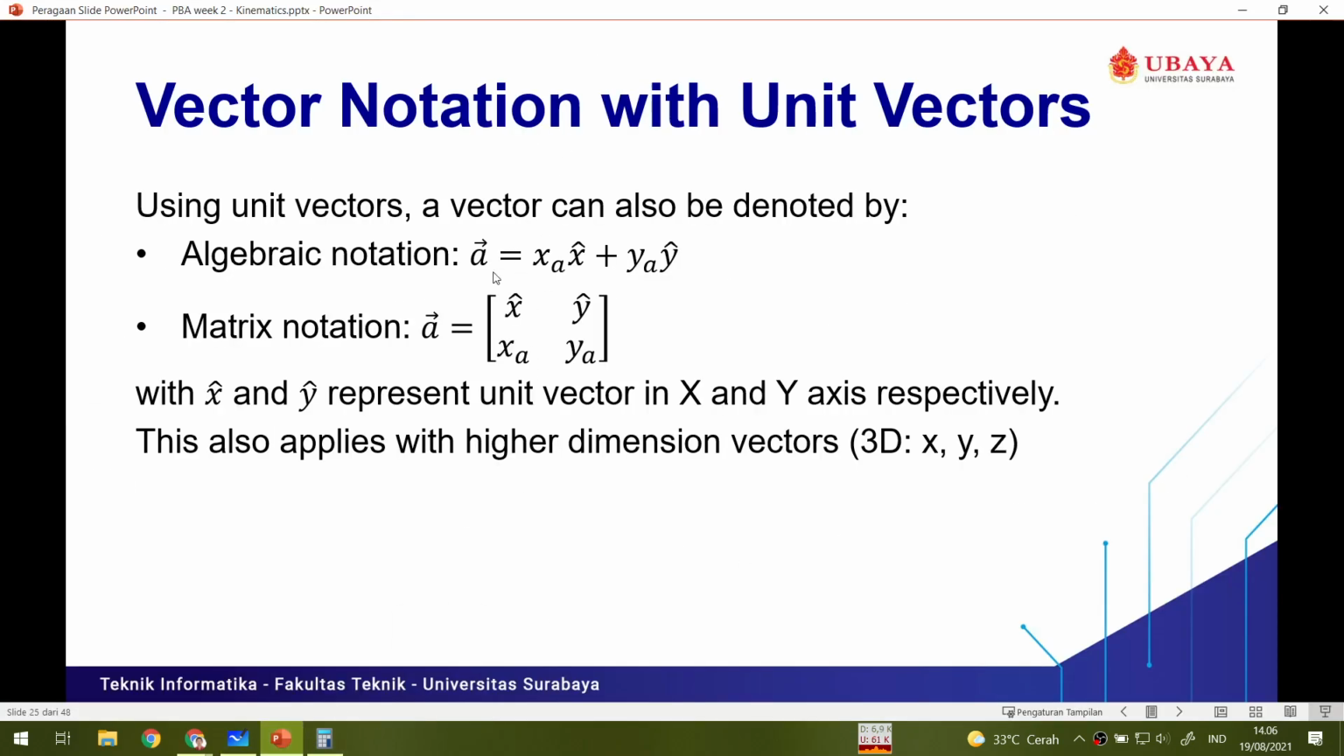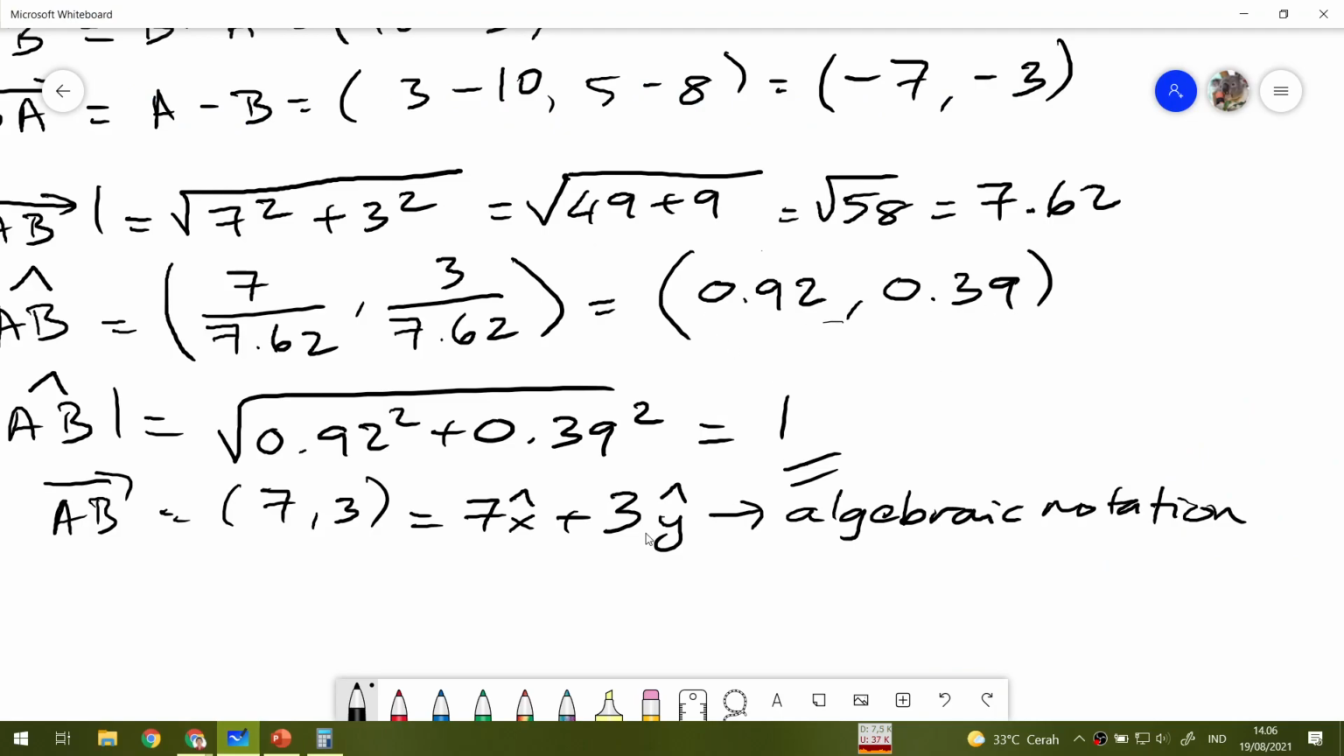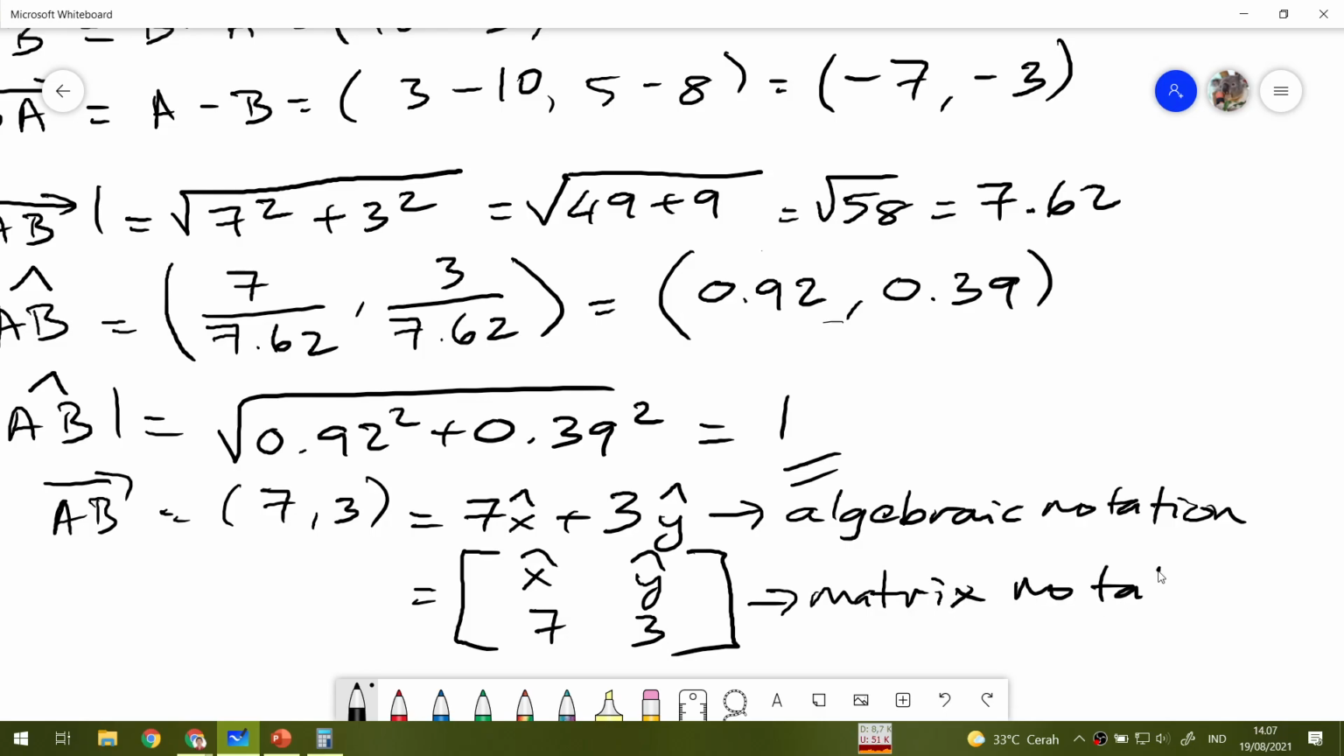Or if you like matrices, you can also represent it with a matrix notation. A is in square brackets for a matrix, and in the first row you just put the unit vector elements: x hat, y hat. If it is 3 dimensional, then add z hat. And for the second row, just put all the elements. So here my AB vector can also be represented in matrix form as x hat, y hat, 7, and 3. This one is matrix notation.